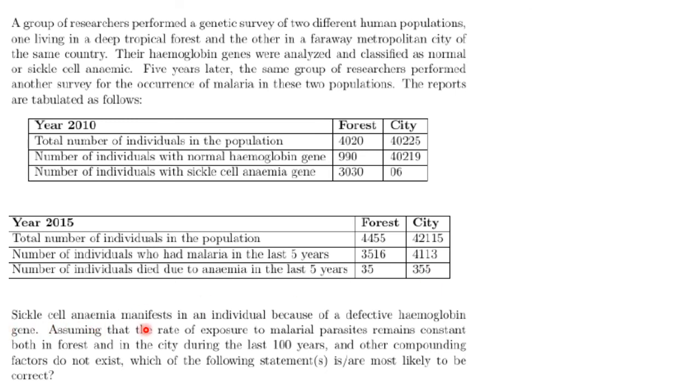Now, sickle cell anemia manifests in an individual because of a defective hemoglobin gene. Assuming that the rate of exposure of malarial parasite remains constant both in forest and in the city in the last 100 years and other compounding factors do not exist, which of the following statement is more likely correct?